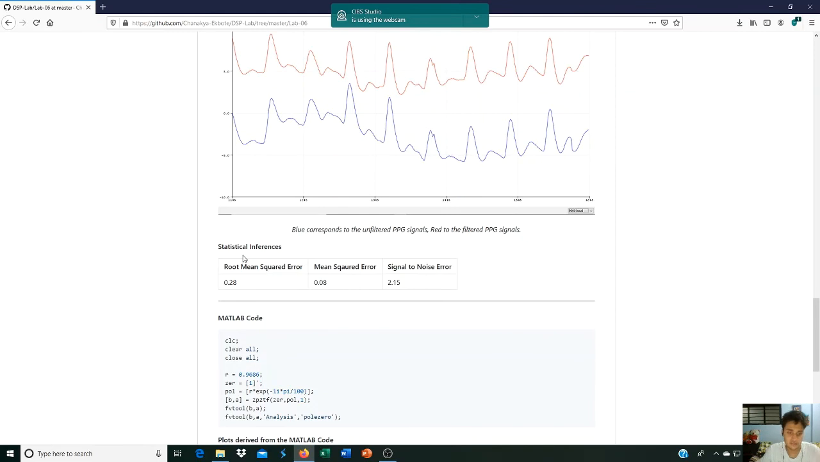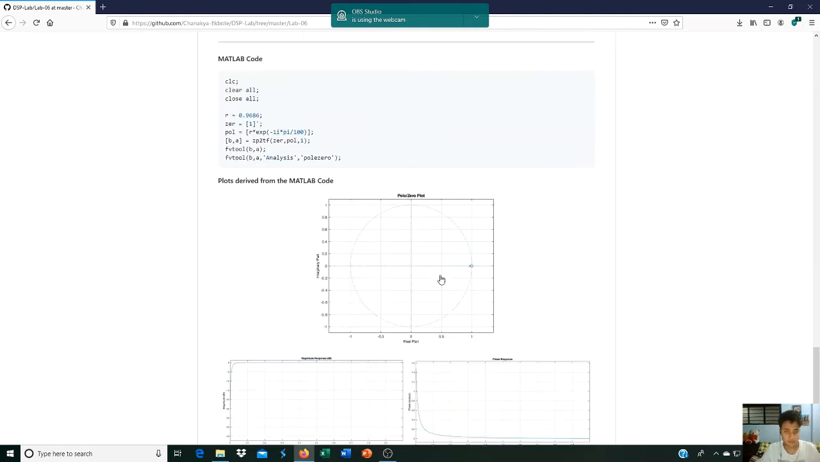And the statistical inference is as follows. The root mean square error is around 0.28. The mean square error is 0.08, and the signal to noise error is 2.15. Sorry, signal to noise ratio.